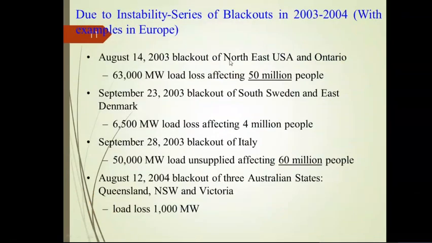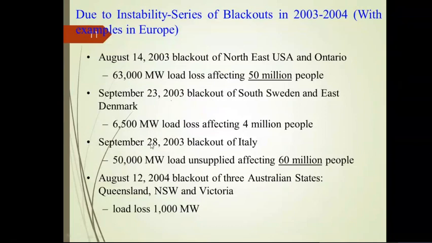Now, because of this instability, there had been a series of blackouts worldwide, particularly in the years 2003 and 2004, and that's why I have listed them here. On August 14, 2003, the blackout in the northeast of US and Ontario led to a loss of 63,000 megawatt, and then on 23rd September, the blackout in southern Sweden and eastern Denmark led to the loss of 6,500 megawatt.